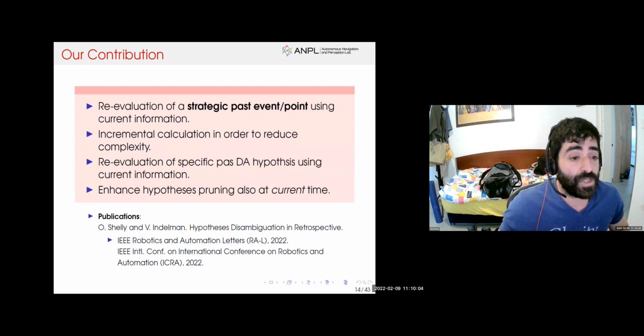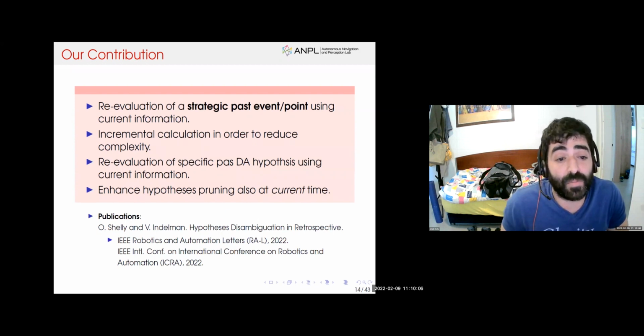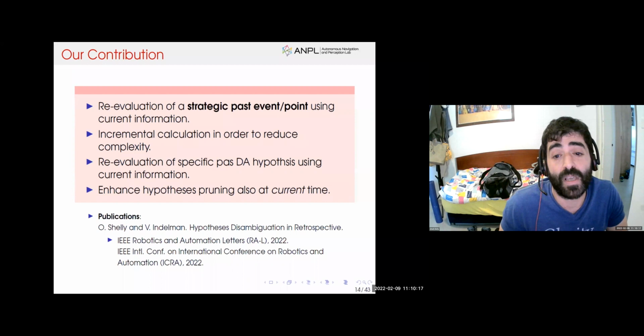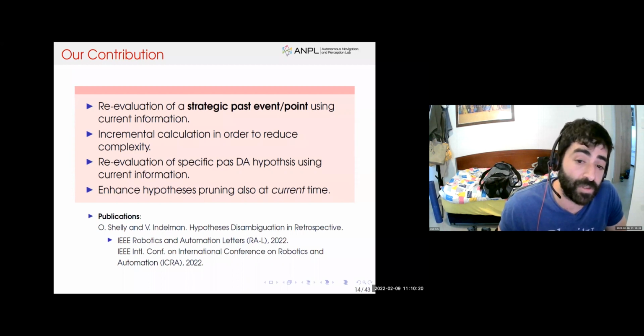So what will we show? In addition, we will show an incremental form where we perform reuse of previous step calculations in our current step calculations, and by that we will be able to reduce the complexity of the calculations by an order of magnitude. In addition, we will show how this ability allows us to perform a more generic form of pruning, and also to reevaluate the probability of a specific DA.